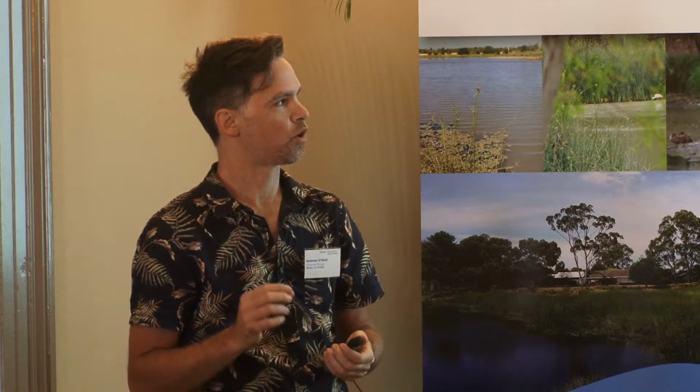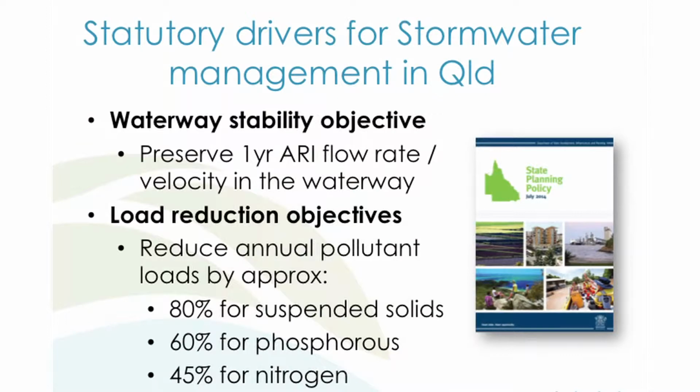The quantity component that we have left in our policy is a waterway stability objective, which is to preserve the 1 year flow in the waterway, the flow and velocity. So it's to protect the stream. The intention is to protect the stream from erosion. Whether it does that or not, I think the science is pretty supportive that that's a good objective to achieve that outcome.